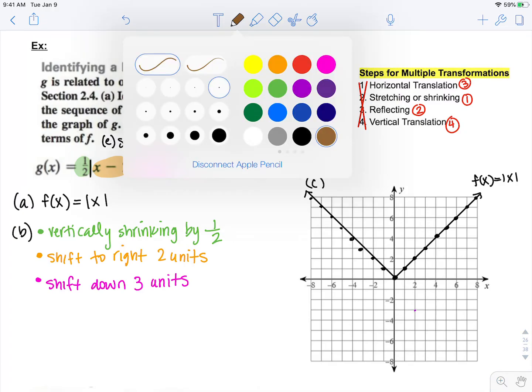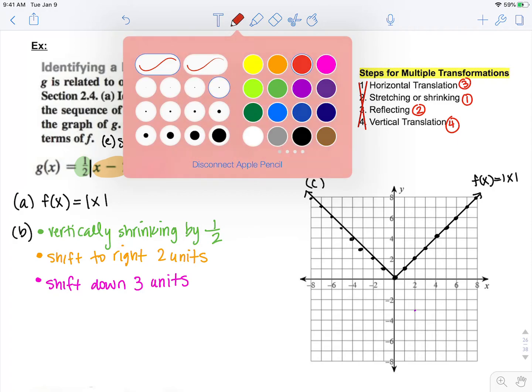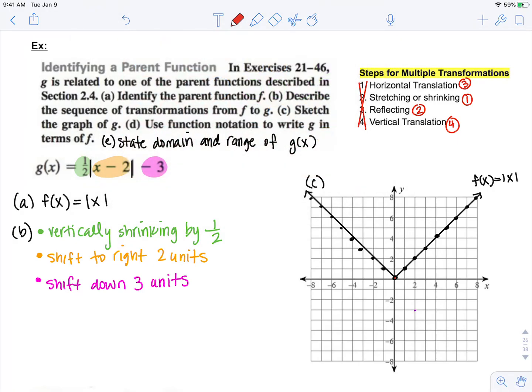Let me do a different color. I'll start with this vertex point here. First, I'm going to shrink vertically by 1/2. 0 cut in half is still 0. Then I'm going to do my horizontal translations and my vertical translations. So I'm going to go right 2 and down 3 to end here.